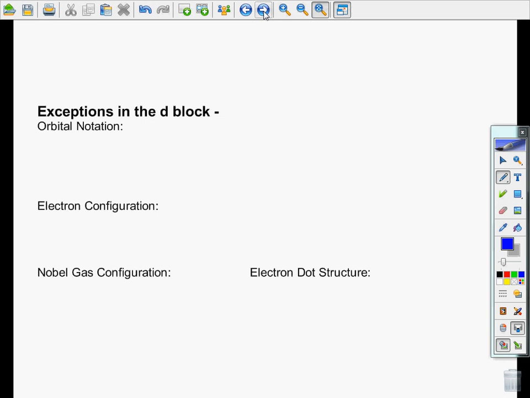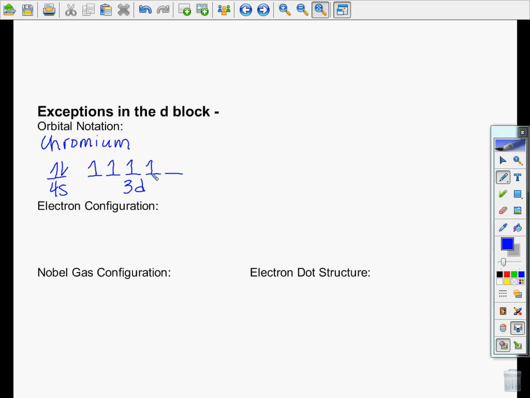There will be exceptions to it. So yay. Today is your first exception to the rule. But it only applies to the d block. It only applies to things with d electrons. Okay? So the first exception is chromium. We would expect chromium's configuration to be 4s2, 3d4. Yeah, that's what we would expect.